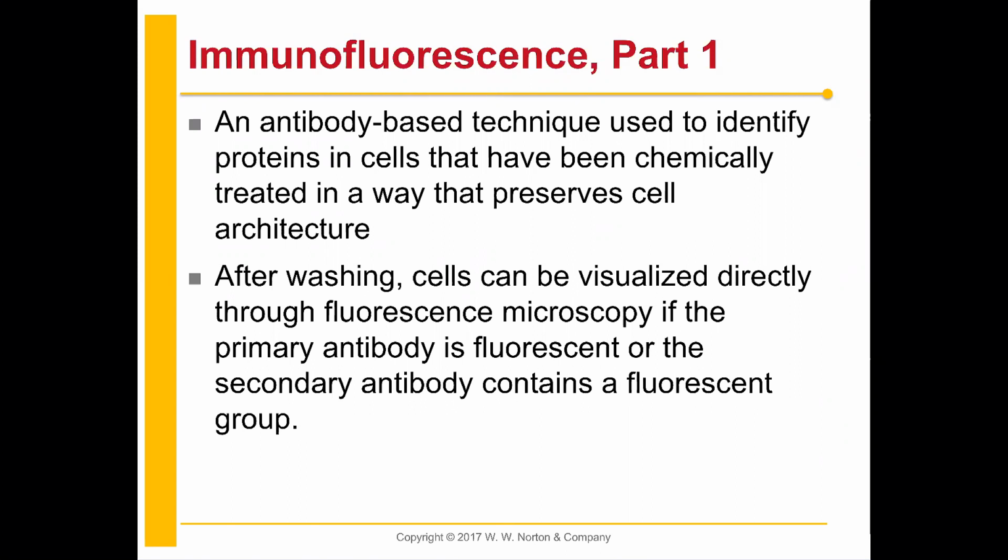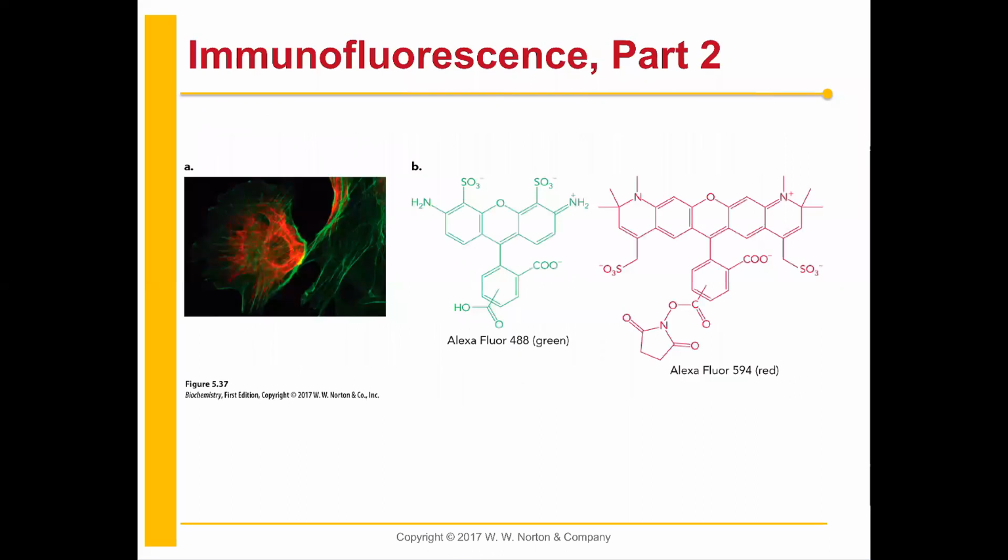And so we use a primary antibody on cells that are already cross-linked to a microscope slide. So the cells are dead, they're preserved, they're stuck to the slide, and then we put our primary antibody on it. Then we wash the primary away and we put a secondary on top, and the secondary contains some kind of a fluorescent group. So let me show you what that looks like.